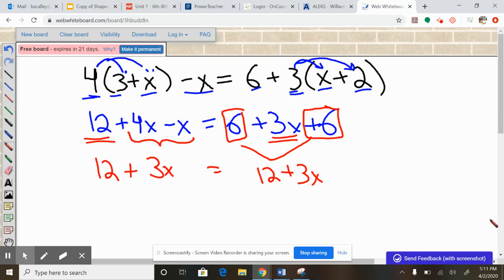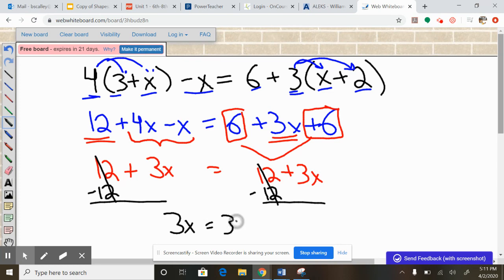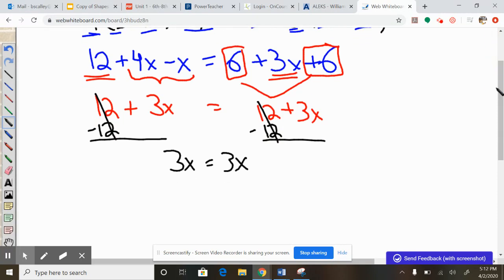Now I'm going to go a little bit further because I usually like to go a little bit further and show you what happens. So I'm going to start out by subtracting 12 on both sides, which now I just have 3x equals 3x. Now, anything I plug in for x is going to make this equation true. I mean, you want to see me try it?